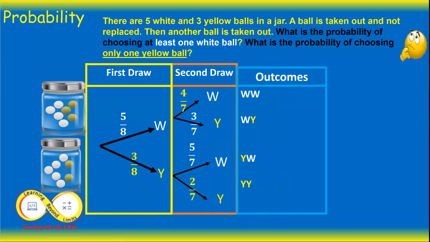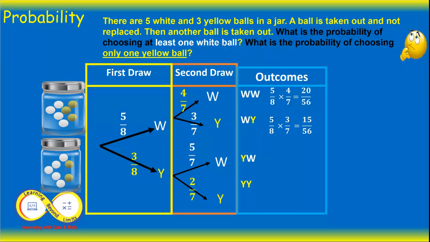Here are our outcomes. We could have drawn a white and then another white ball. We could have drawn a white, then a yellow ball. If we had gone white, then white, that would be our probability: 5 eighths times 4 sevenths is equal to 20 over 56. Now we could have drawn a white ball and then a yellow ball. Our outcome would be 5 eighths times 3 sevenths, and our answer would be 15 over 56.